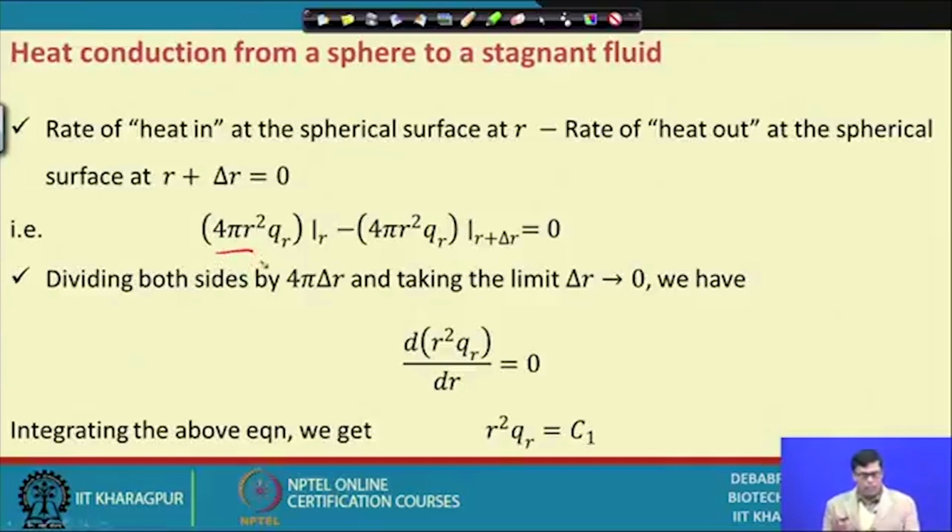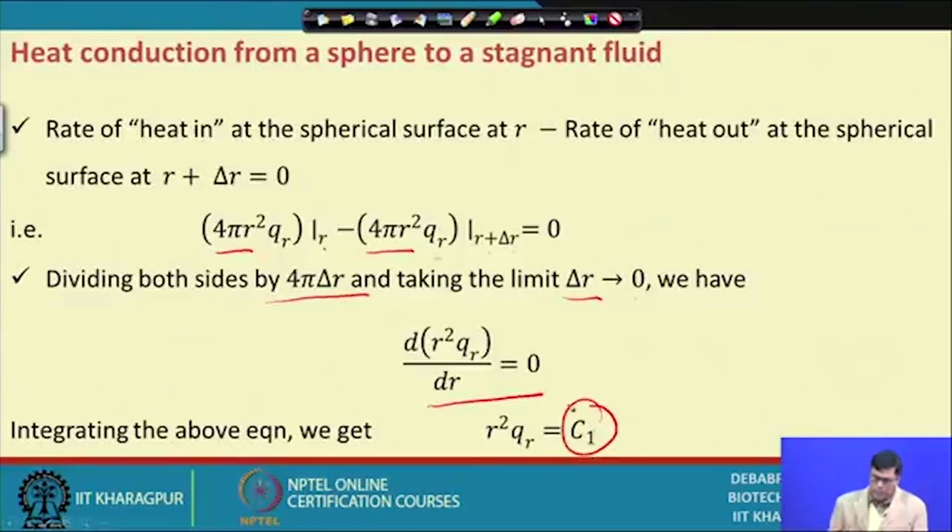The surface area of a sphere is 4 pi r square, so this is 4 pi r square times q at r, and 4 pi r square times q at r plus del r. Now, if you divide by 4 pi del r, and del r tends to 0, we can write this equation in this form, and integrating, we can write r square q r equal to C1, where C1 is a constant.